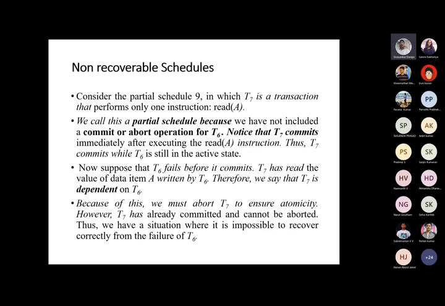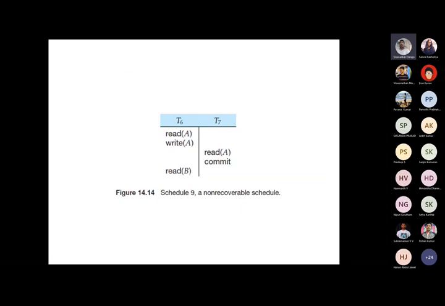Notice that T7 commits immediately after executing the read of A instruction. So the transaction T7 commits while T6 is still in the active state. So you have two transactions, T6 and T7. T7 has only one instruction, which reads the value of data item capital A that is being read by transaction T6. So once it reads the value of the data item, it commits, whereas transaction T6 is still in the active state.